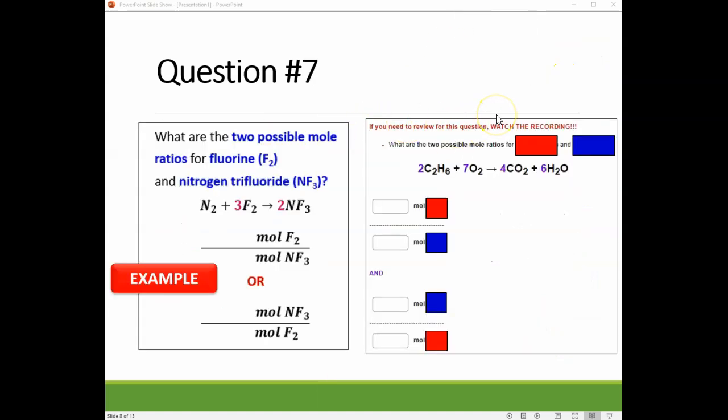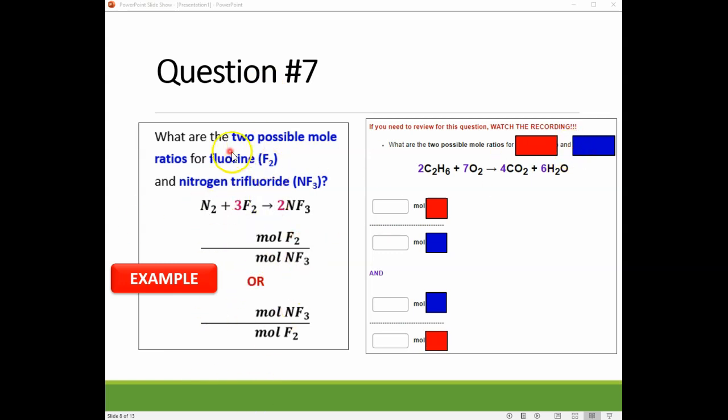All right, so question number 7 is asking about mole ratios. Everybody has different chemicals that they are looking at the mole ratios for. In this example, ethane is being combusted with oxygen to form carbon dioxide and water. So ethane, oxygen, carbon dioxide, and water. Everybody is looking for different mole ratios. I'm going to show you an example though, not the actual question.